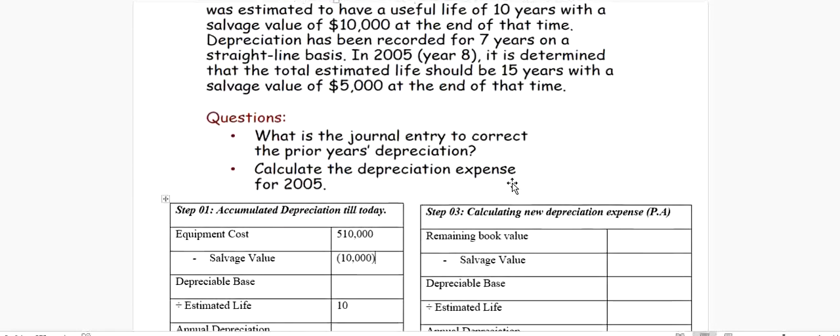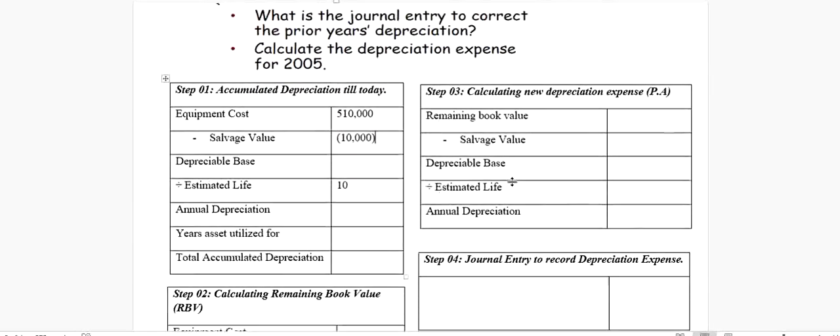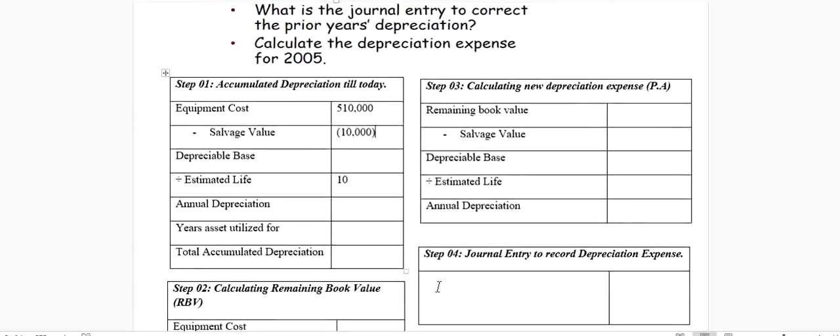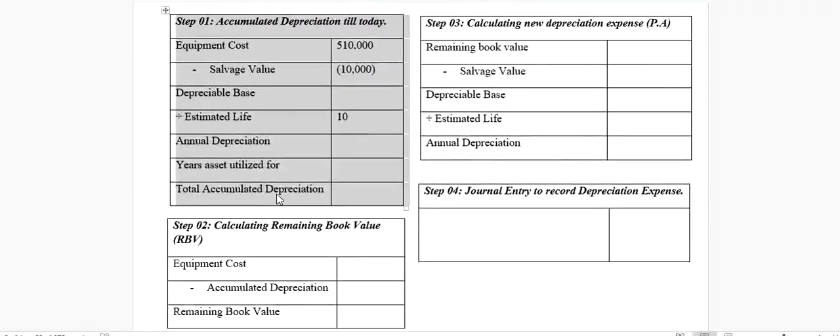Now this solution of calculating the depreciation expense for the year 2005 will have 3 steps. The 4th step is an addition from my side, which is the journal entry. For every step I have pre-prepared a blank table, and we are just going to put in the data here. Why did I pre-prepare these semi-finished tables? Because the data is easy, the procedure is easy and you can pick it up very easily. That's why the tables are semi-filled and semi-unfilled.